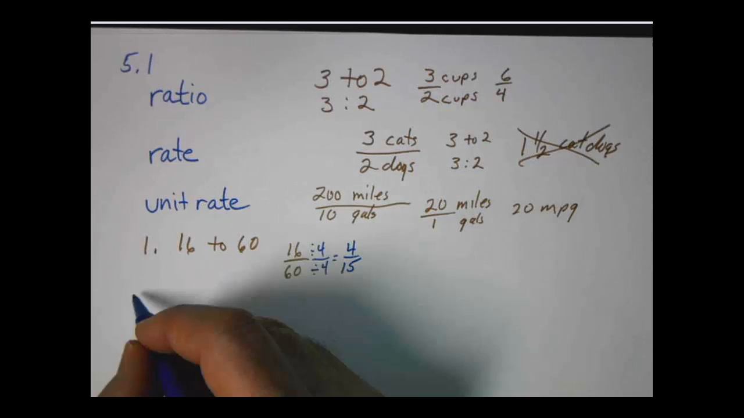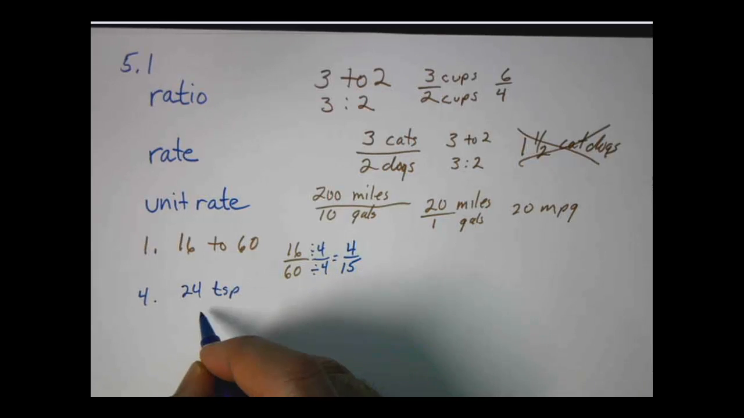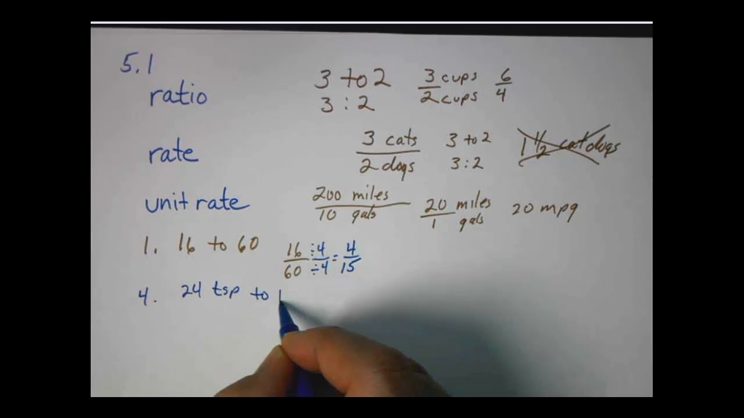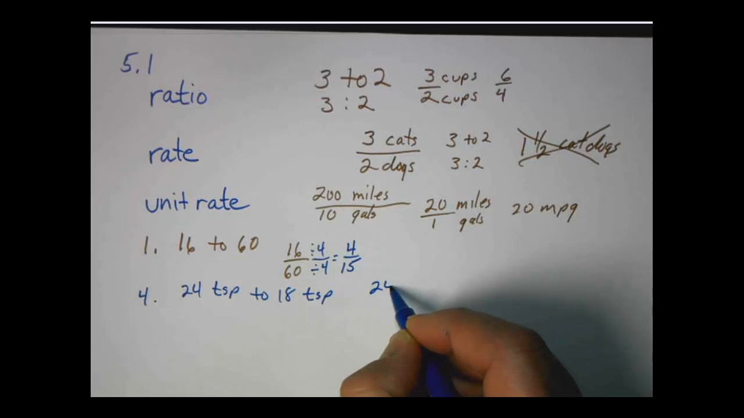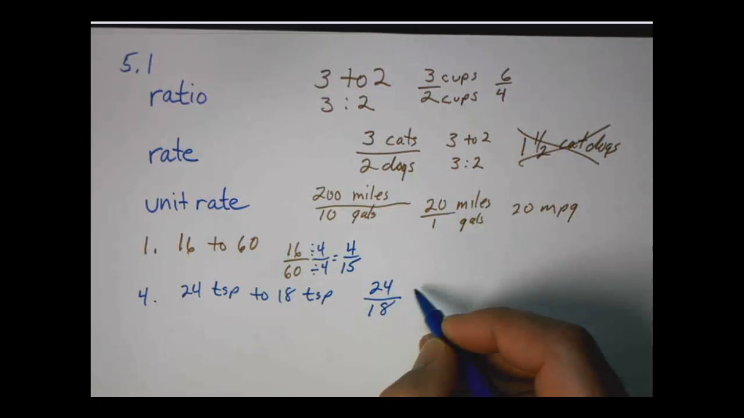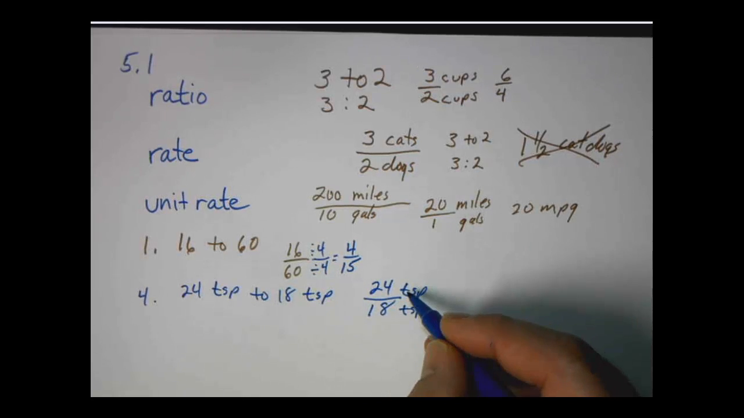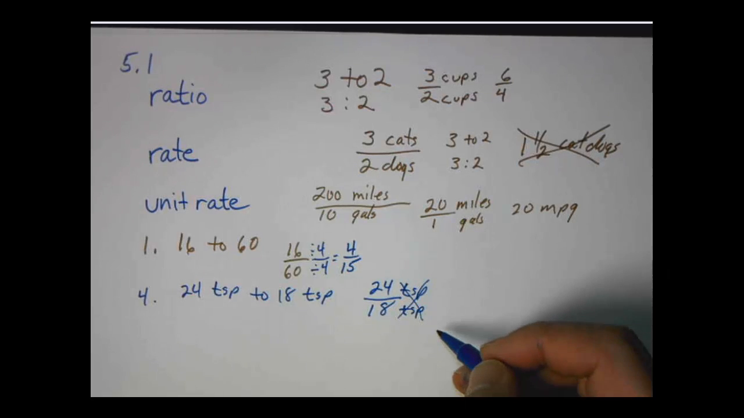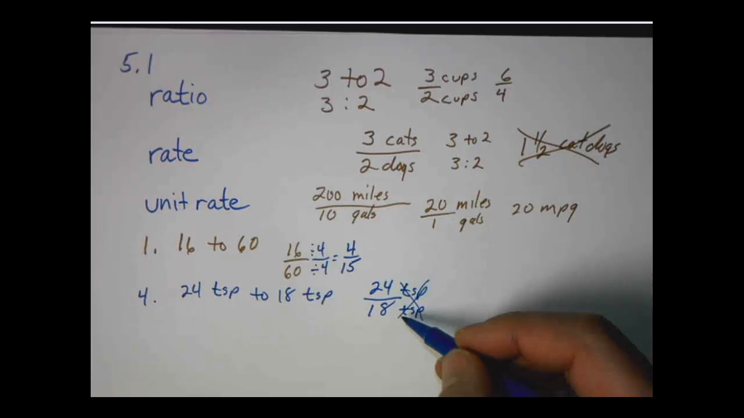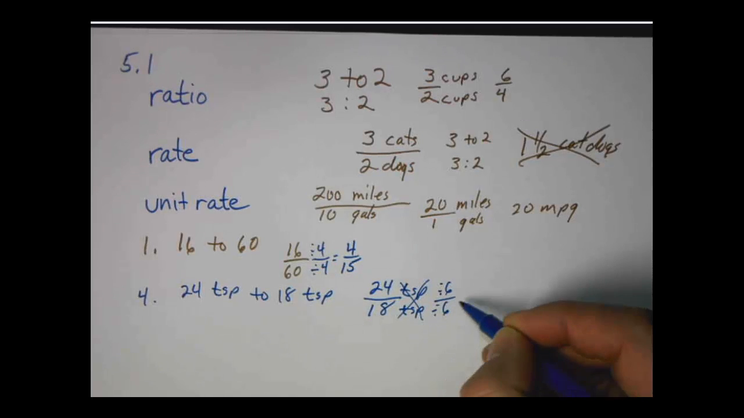Number 4, I had 24 teaspoons, and I'm comparing that to 18 teaspoons. So I'm going to set this up again in fraction-like form, and I have teaspoons and teaspoons. But again, the teaspoons can go away in the answer because they're the same, and then I'm just reducing these. Well, I notice that 6 goes into both 18 and 24, so I'm going to divide them both by 6.